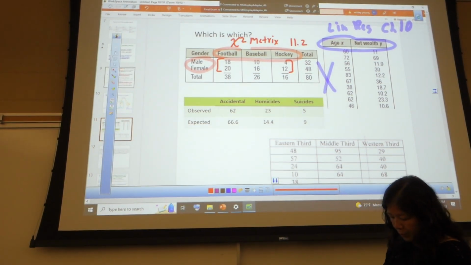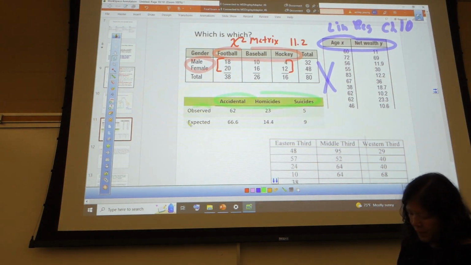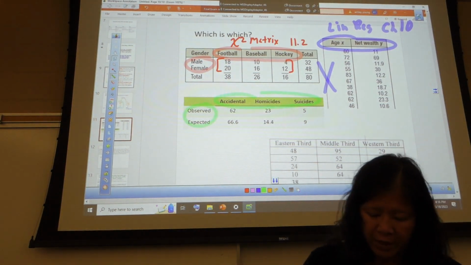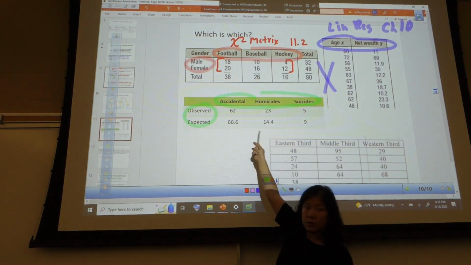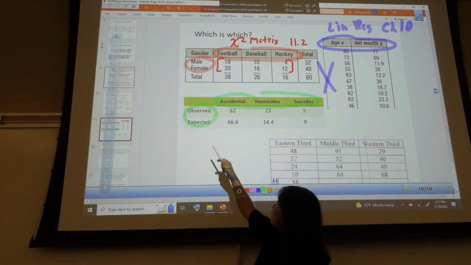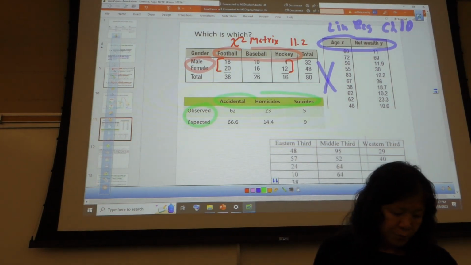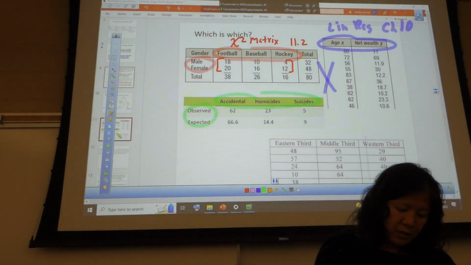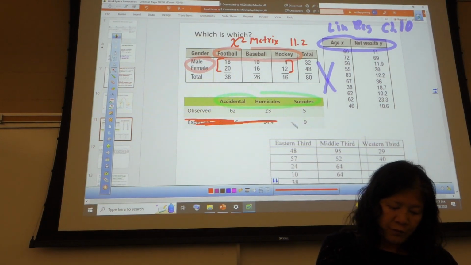And then the next one down below, we've got groups here and groups there. So first I'm thinking chi-squared matrix, but now we got to check and see. Are these all categories of the same variable? Accidental, homicides, suicides, yes. How about this one? Observed, expecteds? No, those are not. So really, observed and expecteds, those are two separate things. You have your observed values and your expected values.